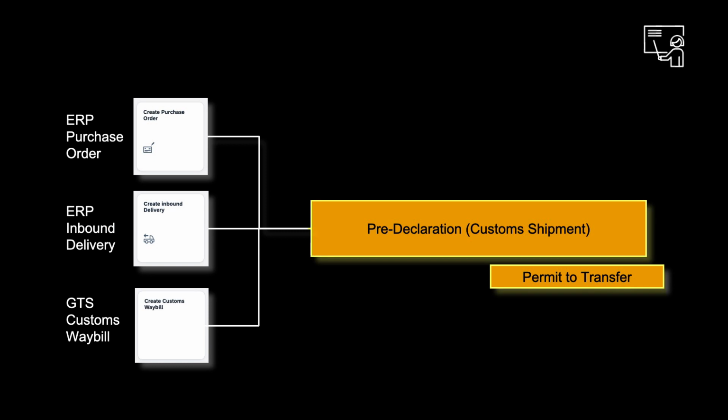The permit to transfer is initiated through a customs shipment, a pre-declaration before goods receipt. It is based on two ERP documents, the purchase order and the inbound delivery. In addition, a customs waybill created in GTS. Let's look at our scenario.